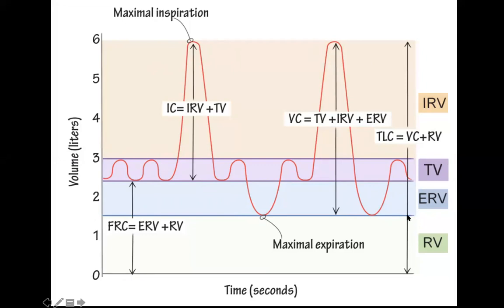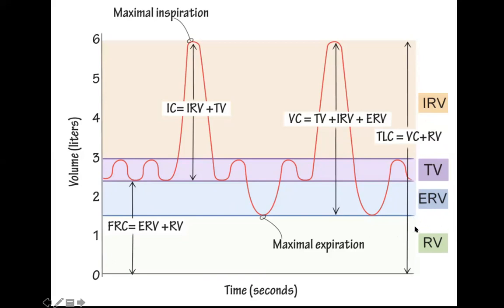And after maximal expiration, what is left behind in the lung, which is to the tune of 1.5 liters, is residual volume. Is this clear? Everybody understood this, or you got confused? Clear, sir. So tidal volume is 500 ml. Inspiratory reserve volume is over and above tidal volume, about 3 liters. Expiratory reserve volume is below tidal volume, about 1 to 1.5 liters.